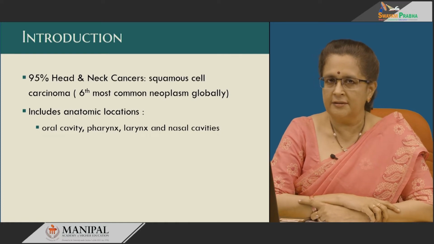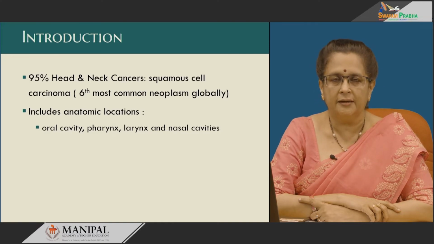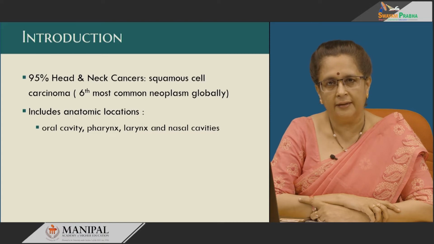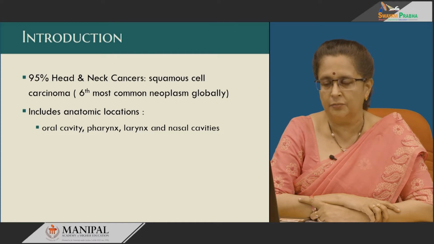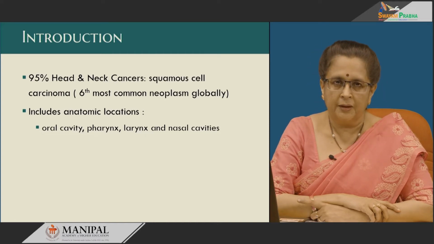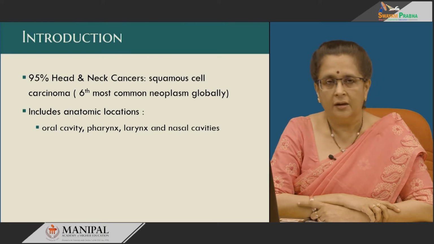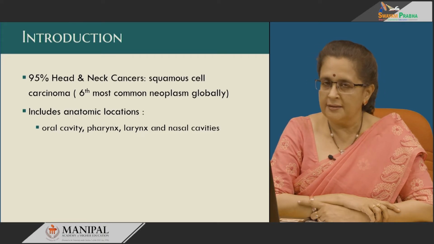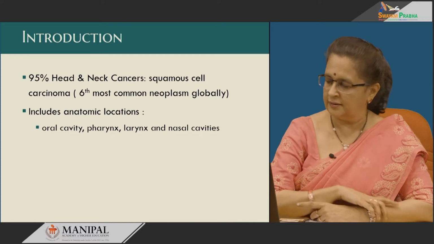What they have noticed is that 95% of head and neck carcinomas are squamous cell carcinomas. The remaining 5% are mostly the salivary gland tumors. Now, these head and neck squamous cell carcinomas are the 6th most common neoplasm globally. Whenever we say head and neck carcinomas, these include malignancies occurring in the following anatomic locations: oral cavity, pharynx, larynx and the nasal cavities. Today, we will be concentrating on oral cavity and pharynx, especially the oropharynx.